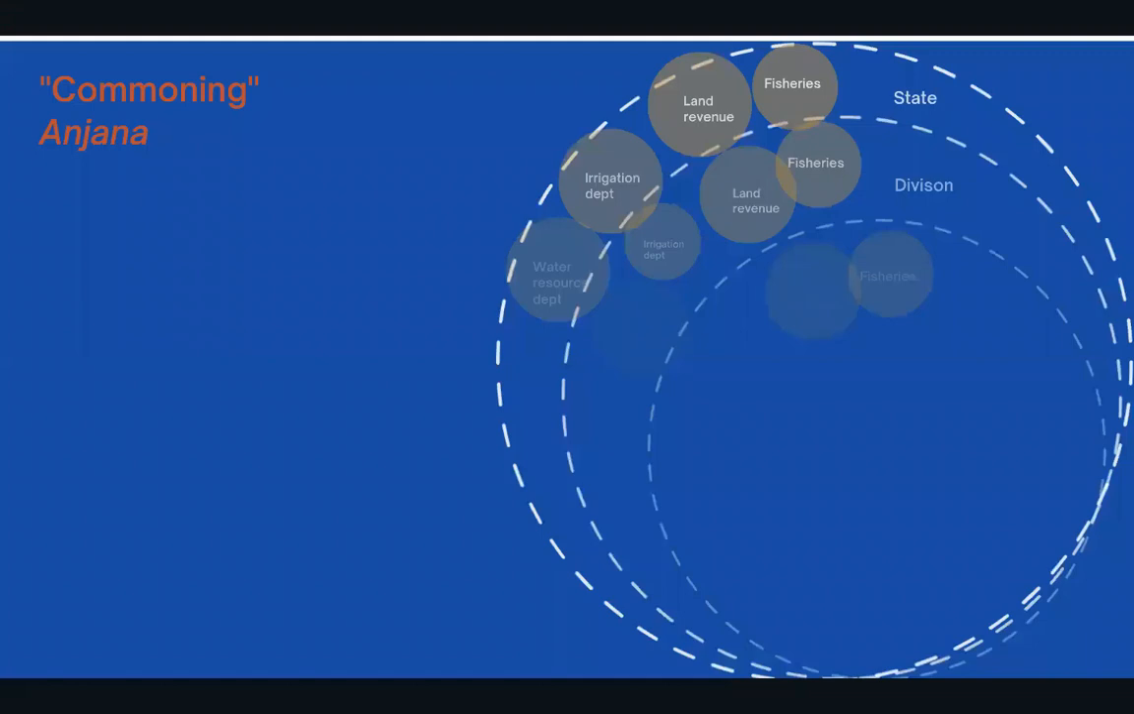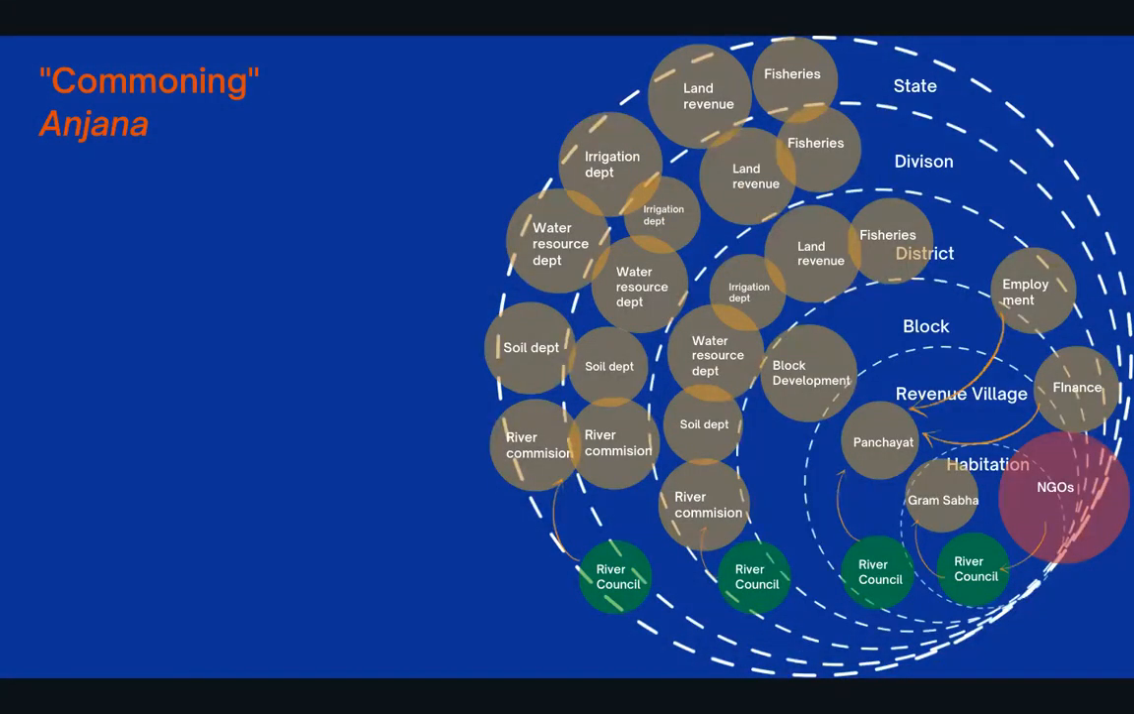in recent years. An example can be seen here, which shows that the yellow parts are the existing governance mechanisms in the area, and it ranges from state to district to block level to revenue level to the habitation level, which are the various tiers of the government. And there are several departments such as fisheries, land revenue, irrigation, water resources, soil, and river commission. All of them are responsible at various levels for the health of the river. Still, there is a lack of vertical and horizontal governance, and not only for Anjana, it is true for the other rivers in the area also.